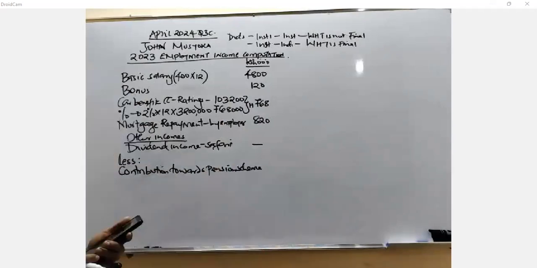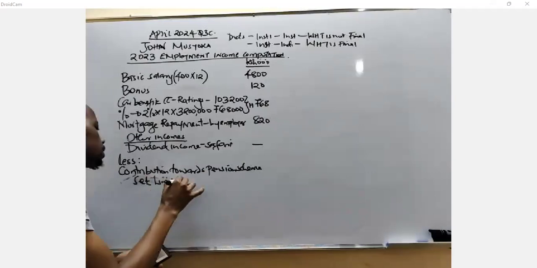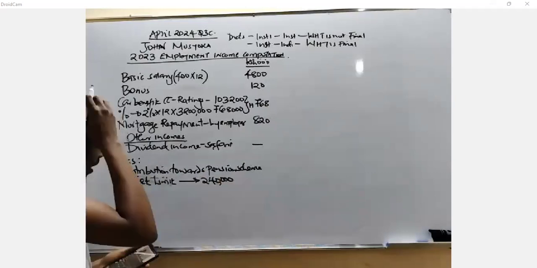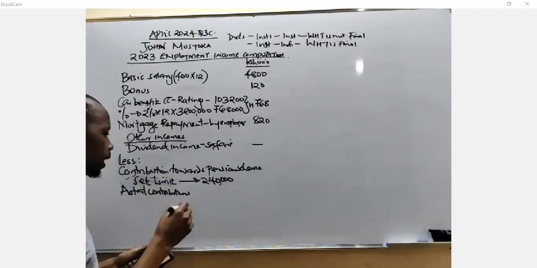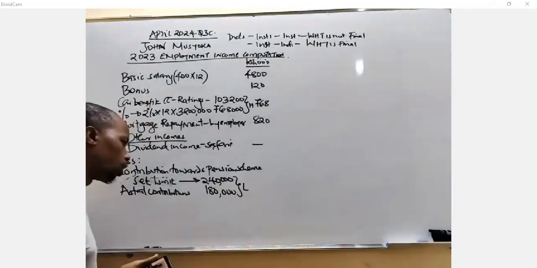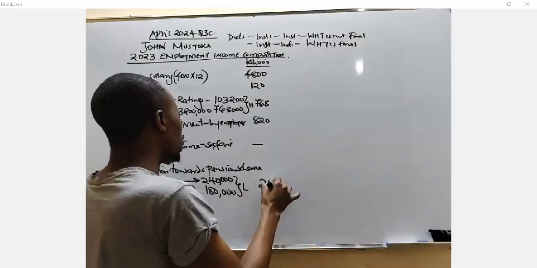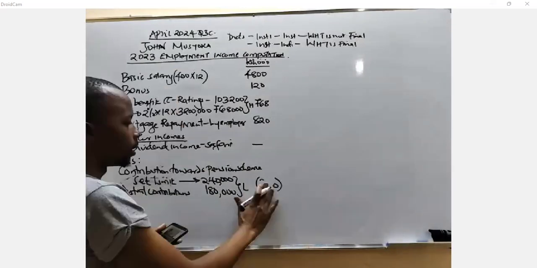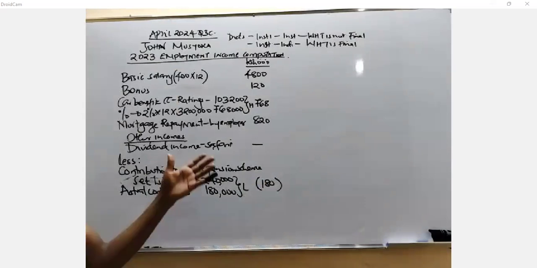If it was done during the year, it means we consider the actual contribution or the set limit. Let me start with the set limit. You know the set limit for pension schemes is capped at 240. Then we have the actual contributions. The actual contribution which he was able to make during the year was 180,000. And you know, down here we normally take the lower values. Up here you normally take the higher. Down here you take the lower. This is equivalent to 180 there.